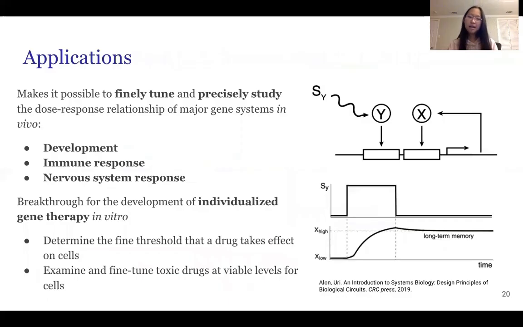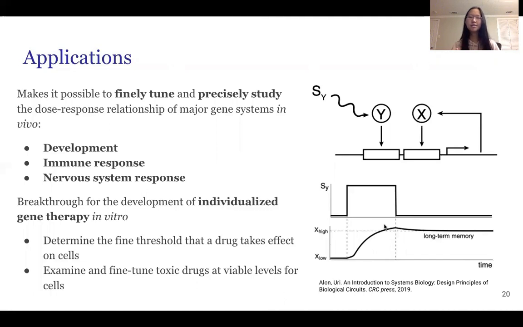All right, so some applications of these systems. Using the linearized gene system is a major breakthrough because we can finally tune and precisely study the dose-response relationship of the following major gene systems. In development, for example, we have the muscle protein MyoD, which induces a bistable long-term memory response in muscle cells. We can see that with the signal Y, the levels of long-term memory increase significantly.